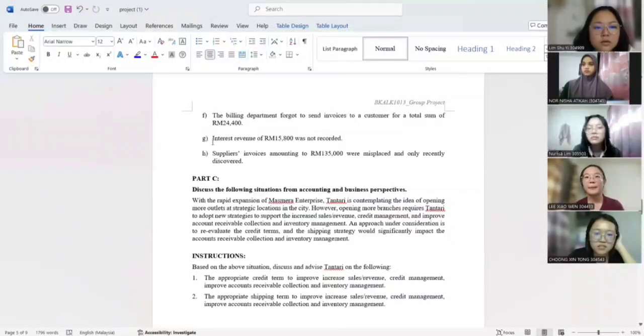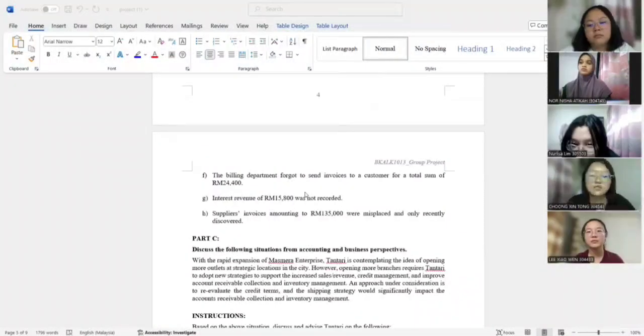Okay, for question G, interest revenue of 15,800 was not recorded. I think this would make the net income understated, since revenue will increase or decrease the net income. So if the interest revenue was not recorded, the net income will be understated due to the missing 15,800. And expenses will be correctly stated since they have no connection with the interest revenue. And the assets will be understated. And the liability will be correctly stated.